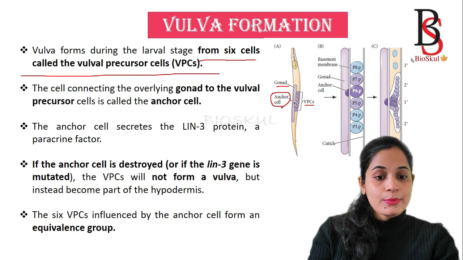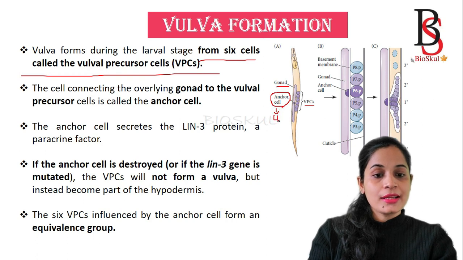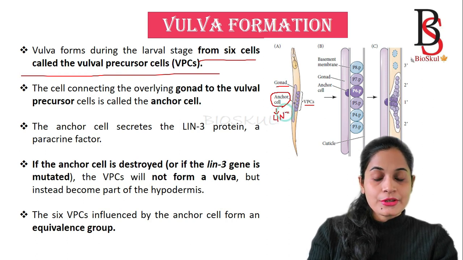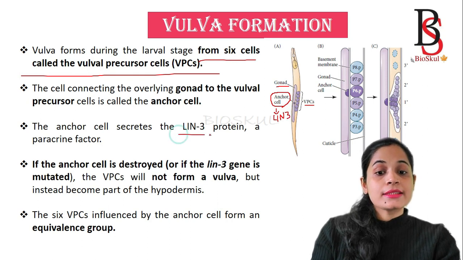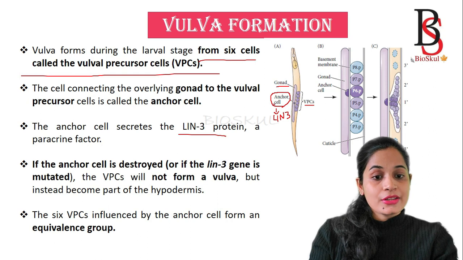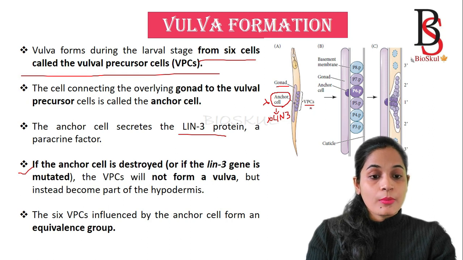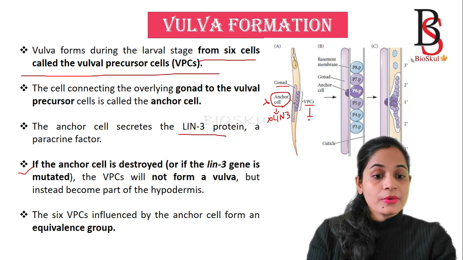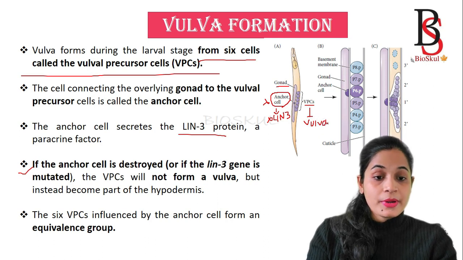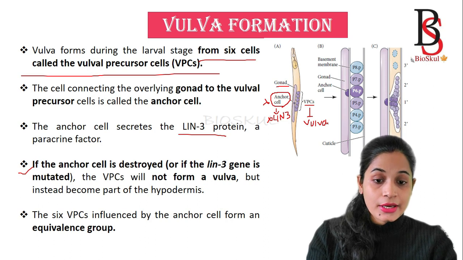The anchor cell secretes a protein. That protein is known as the lin-3 protein. It is a paracrine factor. If the anchor cell is destroyed, or the lin-3 gene is mutated, then the vulval precursor cells cannot form the vulva. So, for the formation of the vulva, the presence of the anchor cell and the lin-3 gene is very important.